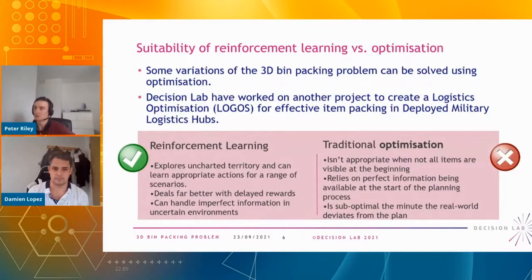So, as I mentioned, there are two ways that you might tackle a 3D bin packing problem. Traditional optimization can be used for the more standard example, and in particular, Decision Lab ourselves have worked on a more standard example of this to create a logistics optimization tool, Logos we call it, for effective item packing in deployed military logistics hubs. But within this specific variation, the key difference is that there isn't an overall view of all of the items at the beginning of the model run. So there isn't a way that traditional optimization could consider everything available and pack it as best it can.